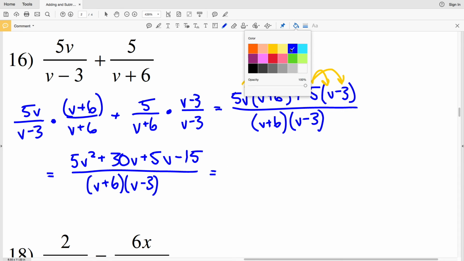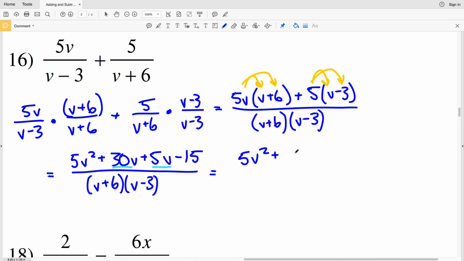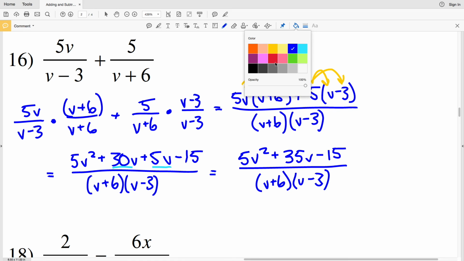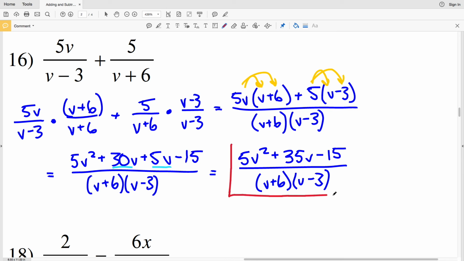Now my last step is to simplify by combining like terms. I can combine 30v with 5v. So I'll have 5v squared plus 35v minus 15 all over v plus 6 times v minus 3. That is my final solution in this video.